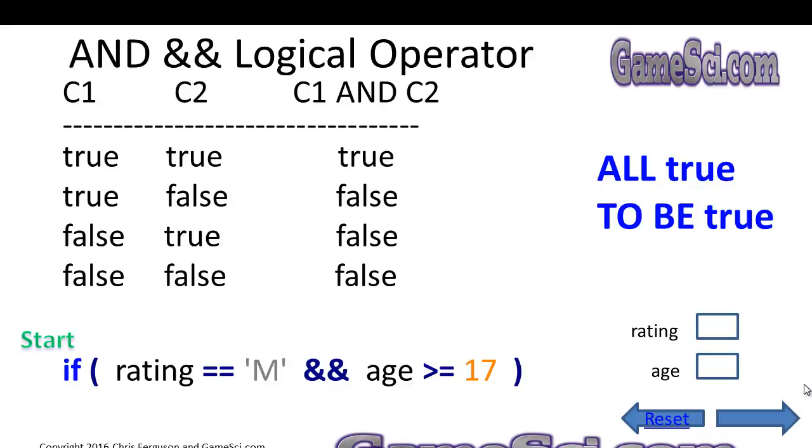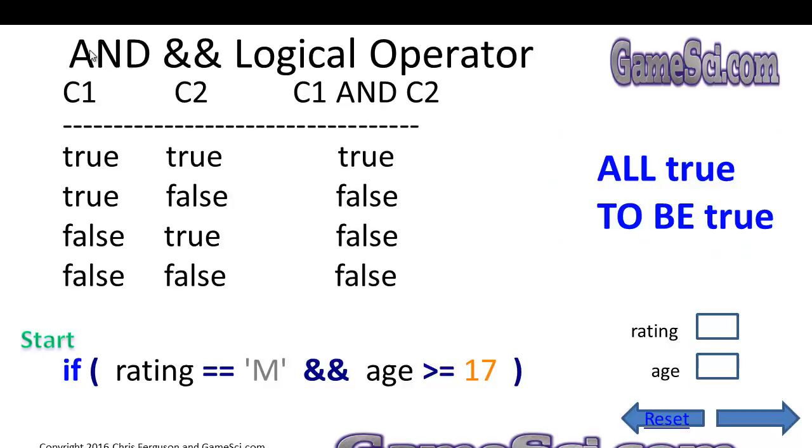If to get into Stanford you need good grades and a high SAT, it means both of those things must be true for you to be accepted into Stanford. Or as I like to say it, all true to be true. That's how the AND logical operator works. All true to be true.